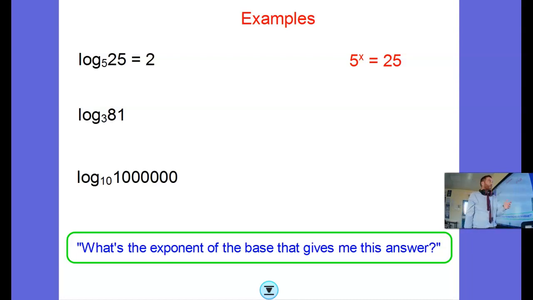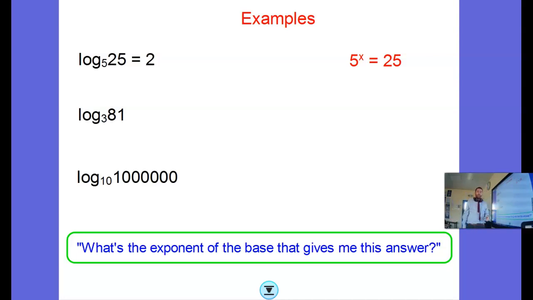And we can use logs for any values. Here it's kind of obvious because I know that 5 squared is 25. But if that number was 93, I don't know what I do 5 to the power of to get 93. So we use logarithms.